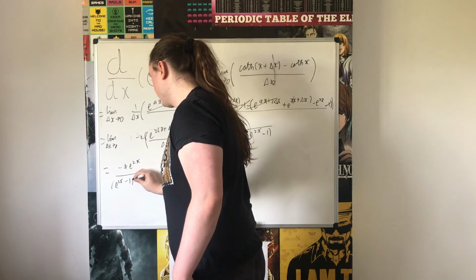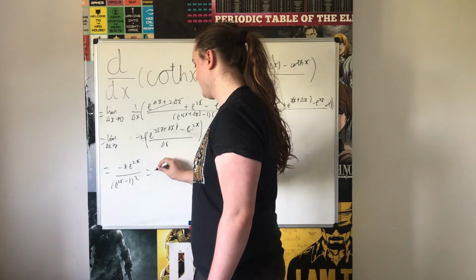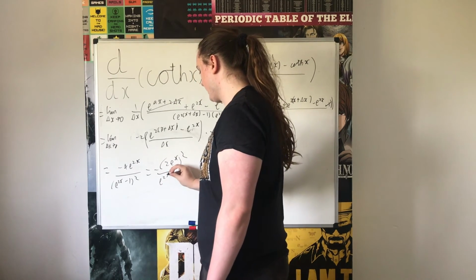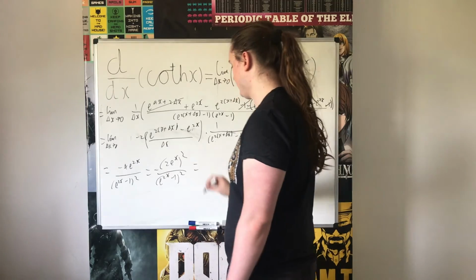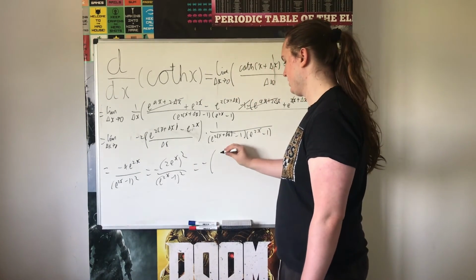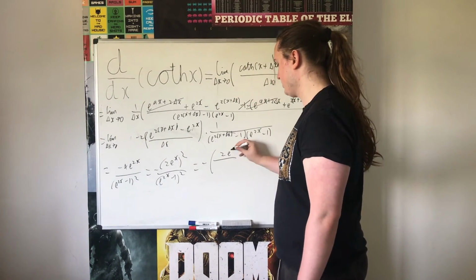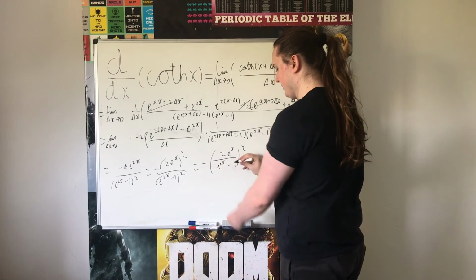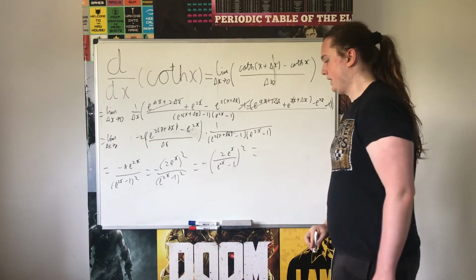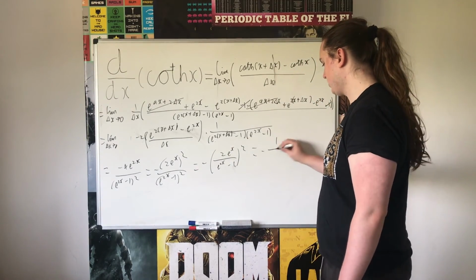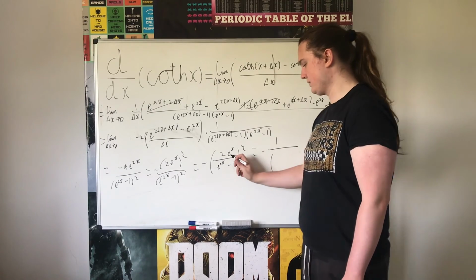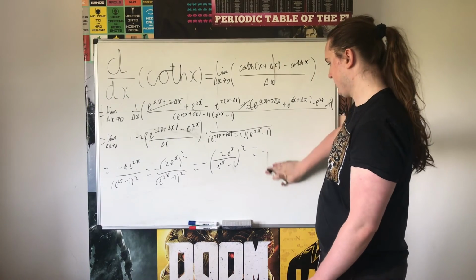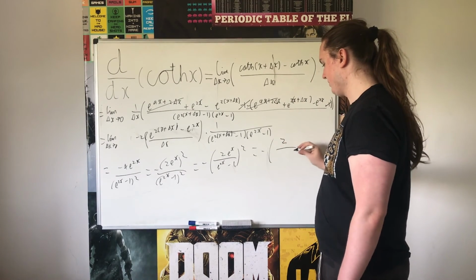which is just (e to the 2x minus 1) squared. Now this is the same as minus 2e to the x squared over (e to the 2x minus 1) squared, which is the same as minus (2e to the x over e to the 2x minus 1), all squared, if we combine these two squares together. Now let's divide the denominator and numerator by e to the x.